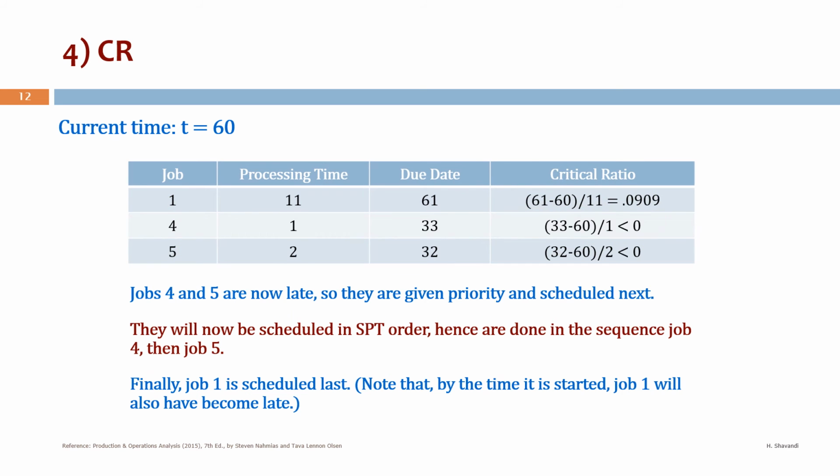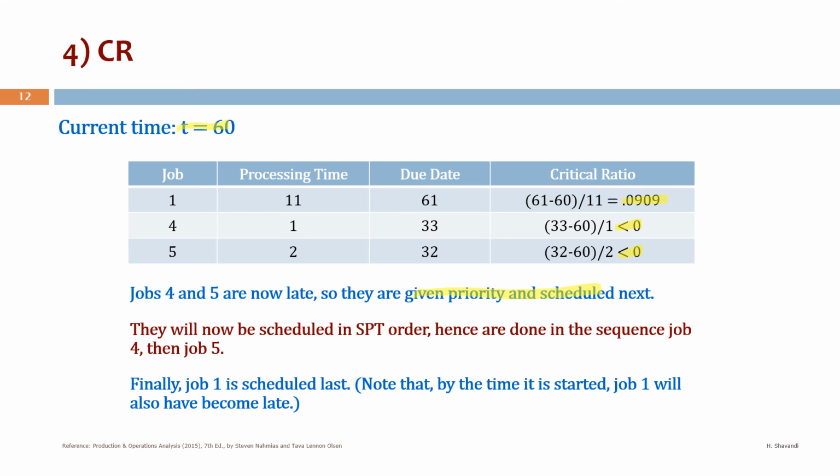Okay. So now we are at time 60 and we have 3 jobs left. So we recalculate the CR ratio for these 3 jobs, and we have the numbers here. As you see here, the CR ratio for 2 jobs, 4 and 5, are negative. When we have negative CR, this means that these jobs will have delay, they will have tardiness. So they are given priority and will be scheduled next. Yeah, we will give priority to these jobs in order to minimize the tardiness.